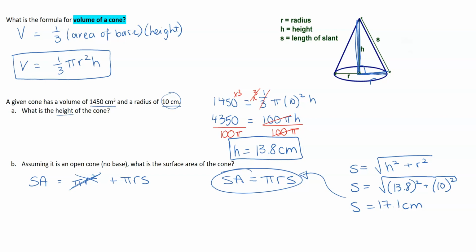Sorry, my working out is a little bit messy here. But my surface area is now pi times the radius, which is 10, times the slant height, which is 17.1. So in this case here, I get the surface area being 536.6 centimeters squared.